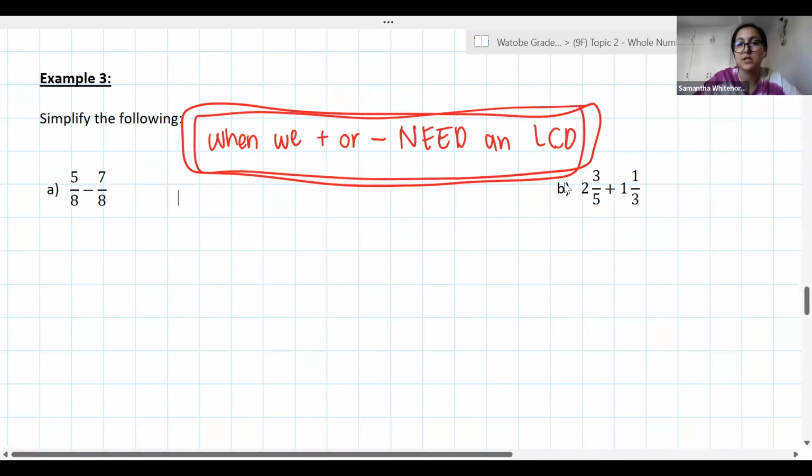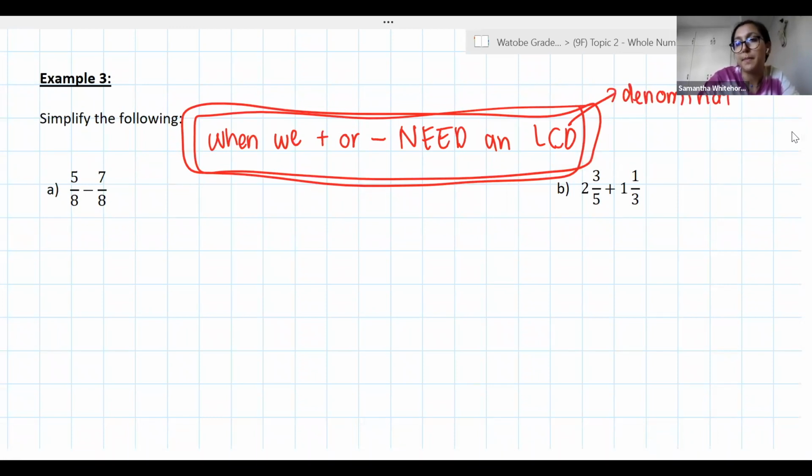Now, LCD stands for lowest common denominator. And so basically, the denominators must be the same. Remember, the denominator in a fraction is the bottom number. So the bottom numbers must be the same. Sometimes it will be the same already. So something like question A, your denominators are already the same, so you don't need to stress, but they aren't always. And so we need to just make sure that we know what's going on.